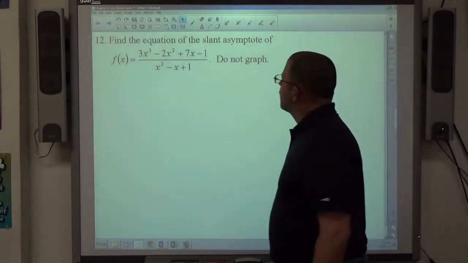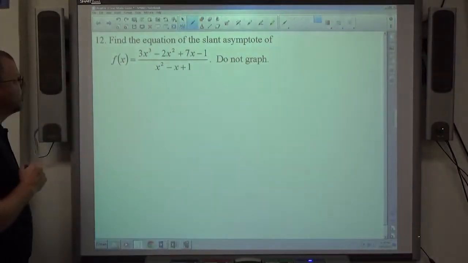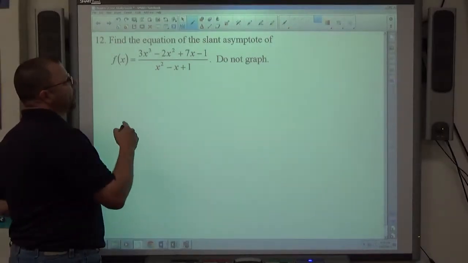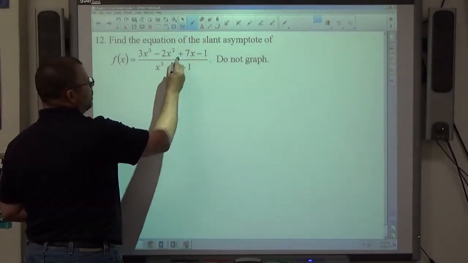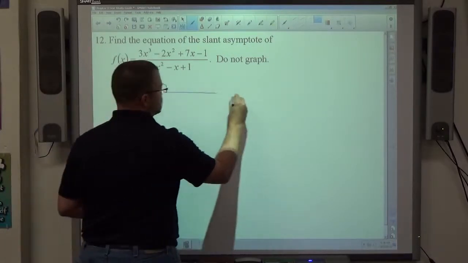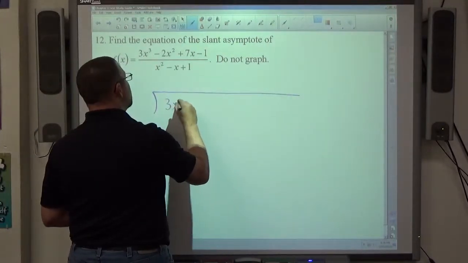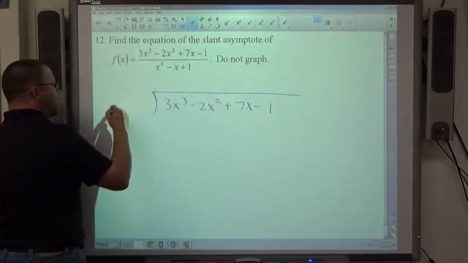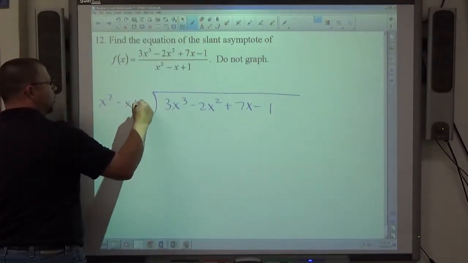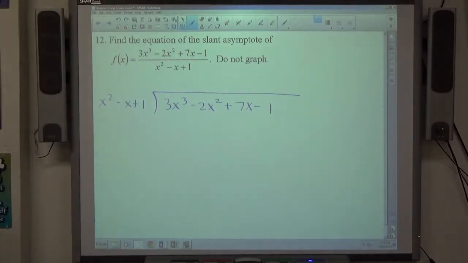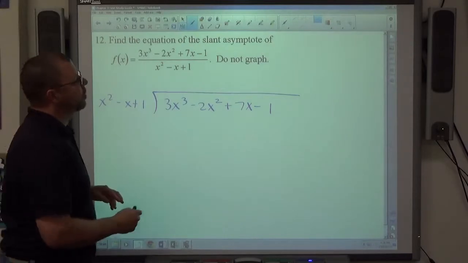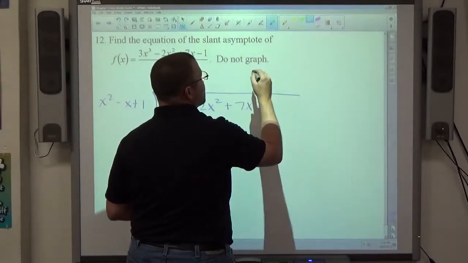Finally, find the equation of the slant asymptote of this. Do not graph. So we're not graphing, all we're doing is a slant asymptote. All we have to do for a slant asymptote is divide the numerator, which is 3x cubed minus 2x squared plus 7x minus 1, by the denominator, x squared minus x plus 1. Synthetic division is not an option on this one. We do have to do long polynomial division. That's the bad news. The good news is it only takes 2 steps, and the second step can be shortcutted.